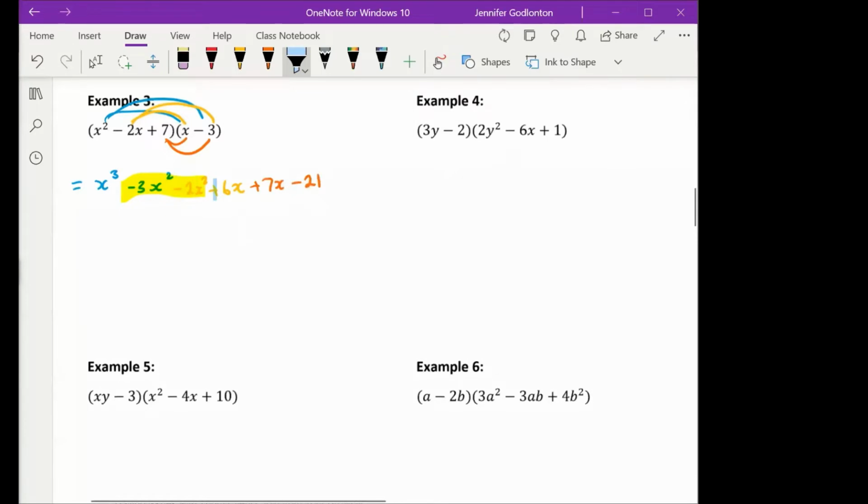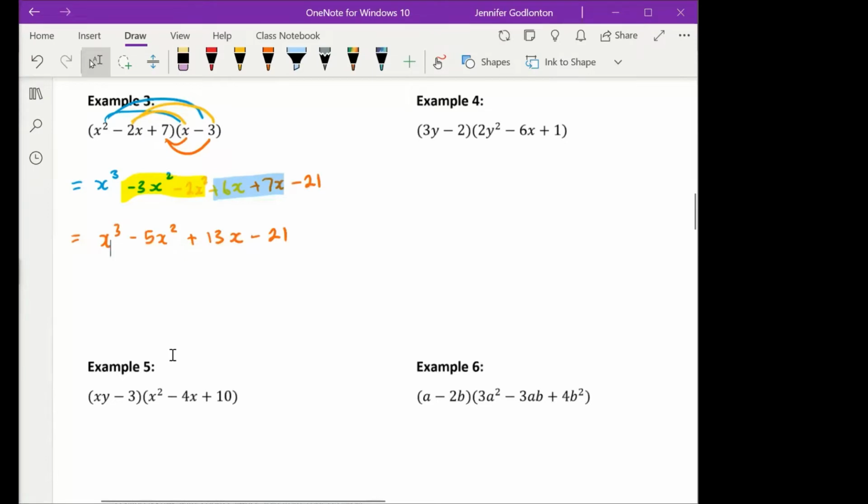Ma'am, can you hear me? I can. How can I help? Ma'am, even if the first bracket has 3 terms, do we still times everything in the first bracket to the second bracket? Yeah, absolutely. So it looks like it's a trick, but it's exactly the same. You just multiply everything by everything. Okay, ma'am. Thank you. No problem.